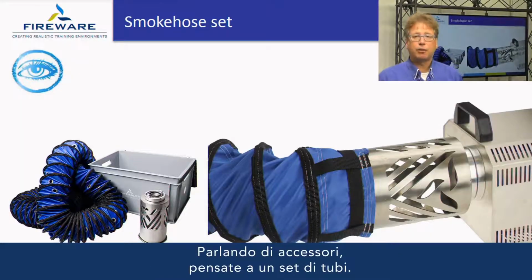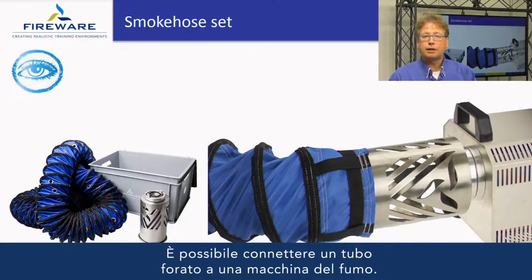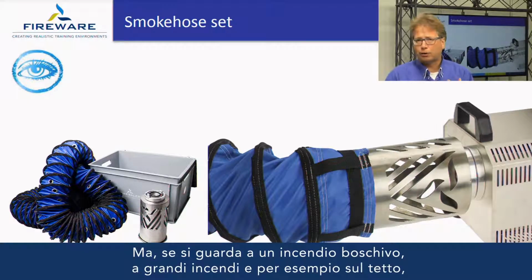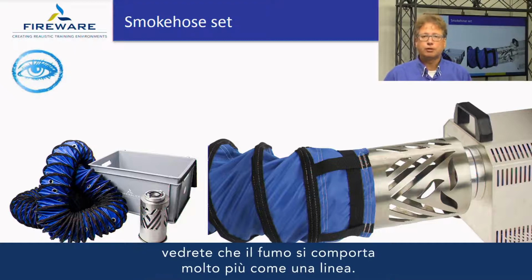The accessories that we have with it is, for example, a smoke hose set. You can connect it to the smoke machine, and it's a perforated tube. Most smoke machines, the smoke that comes out is a point. But if you look at forest fires or big fires, and you look, for example, at the roof, you will see that the smoke is acting much more like a line. So it's a line source.